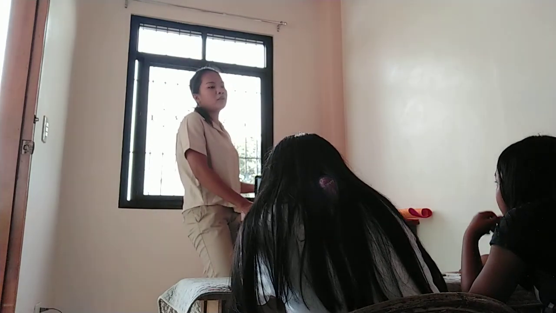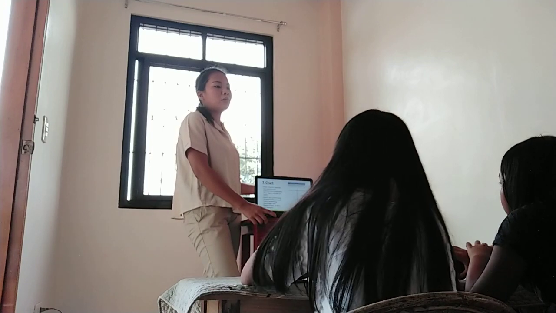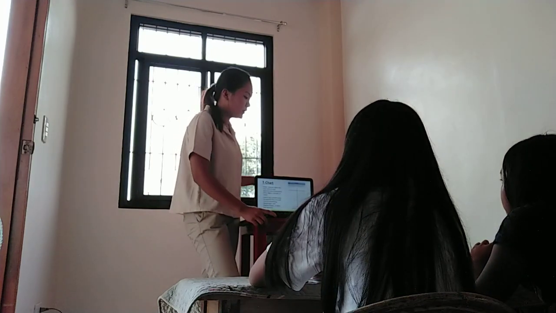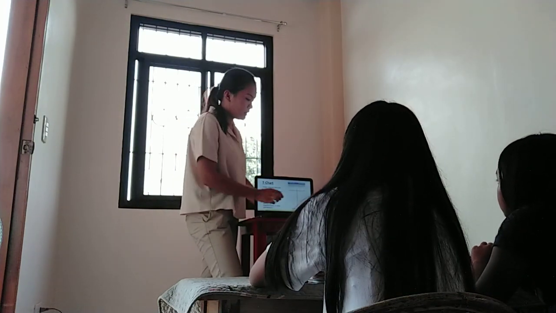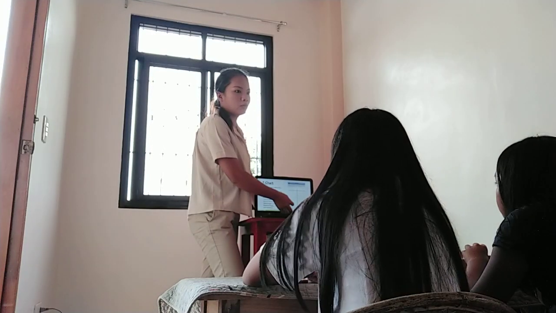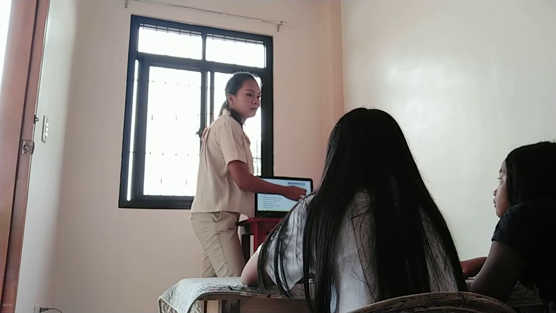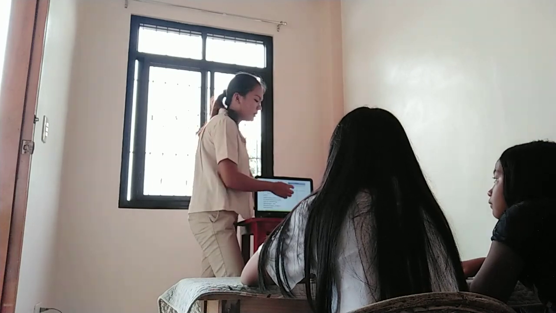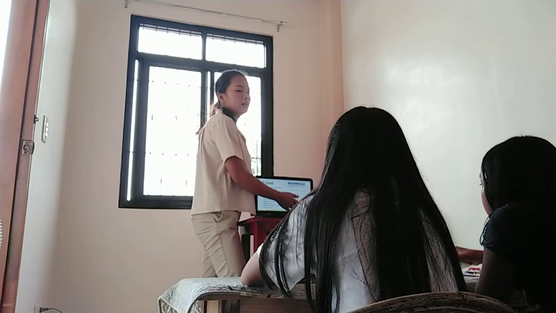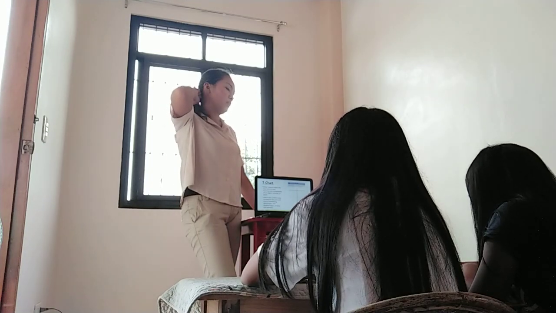For example, are you going to cut your hair? Isipan mo kung puputulin mo yung buhok mo, hindi. So you can make use of T-chart. Ano nga ba yung benefits pag nagputol ako ng buhok? Tapos, ano nga ba yung hindi magandang mangyayari kapag nagputol ako ng buhok? So you write the pros and then the cons. That is how you use the T-chart.